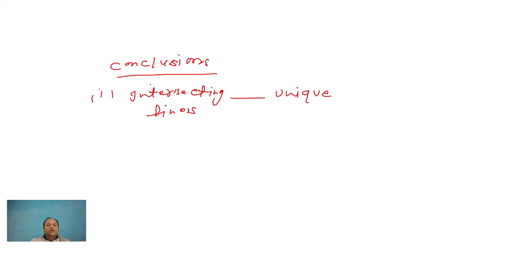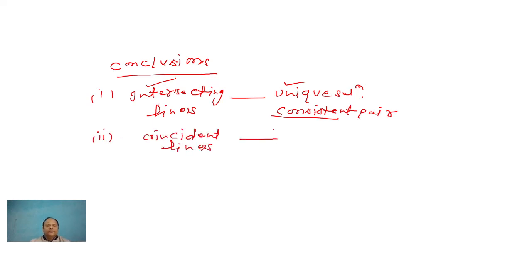If I draw the graph, graphically I find that the lines are intersecting, and the algebraic representation will be a unique solution, or we can say exactly one solution. This is called a consistent pair. The second case will be coincident lines, where the algebraic representation will be infinitely many solutions. This is called dependent, or it may be a consistent pair.